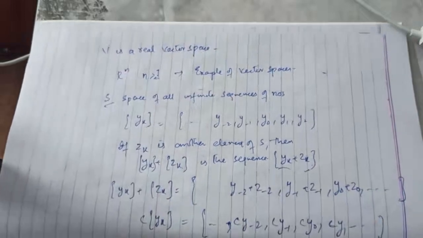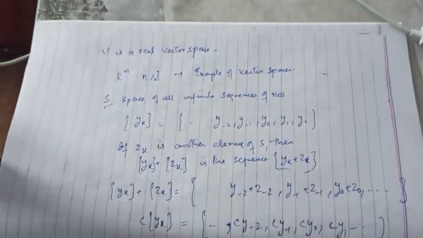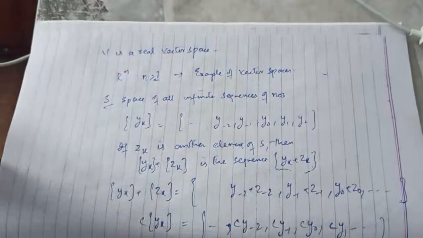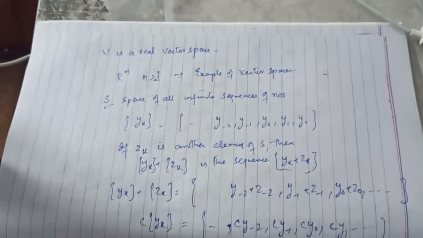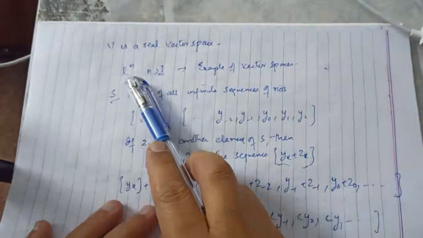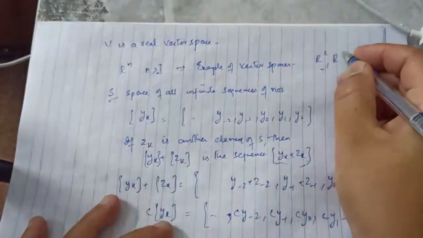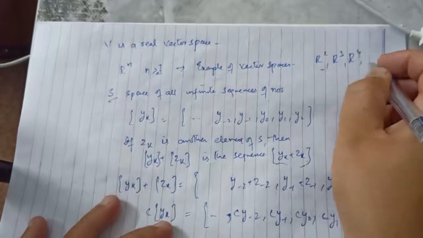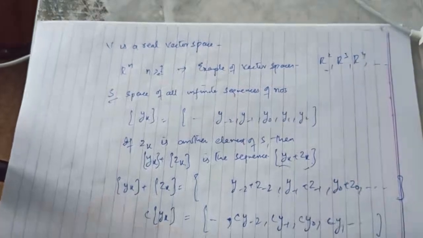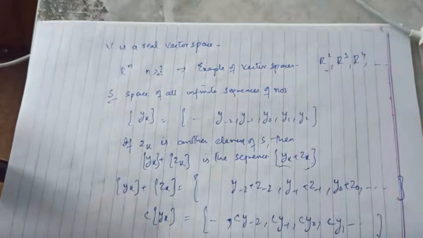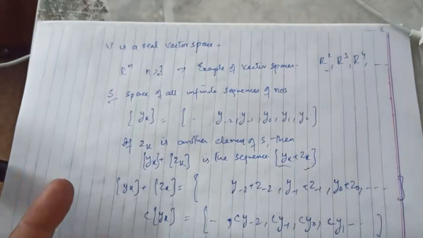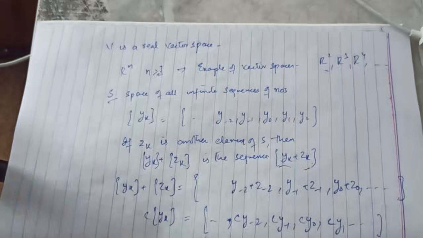Now there could be many examples of vector spaces. One of the simple examples is R^n for n greater than 1. So it means R^2, R^3, R^4, and so on and so forth are examples of vector spaces. In this course we're talking about real vector spaces, though the same kind of observations are equally valid for a complex vector space. Okay.